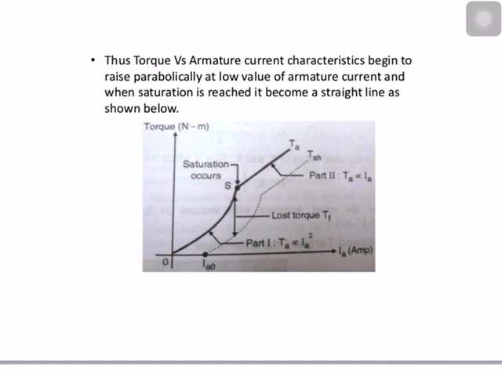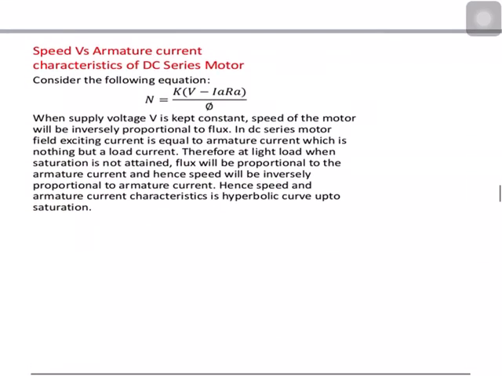The torque versus armature current characteristics begin to rise parabolically at low value of armature current, and when saturation is reached, it becomes a straight line. These are the electrical characteristics, that is T versus Ia. Next one, speed versus armature current characteristics.